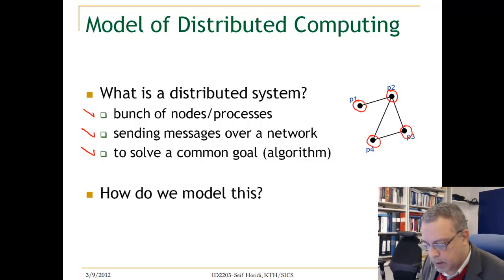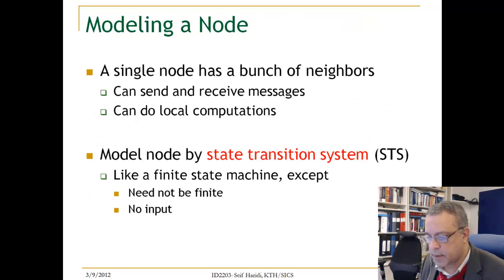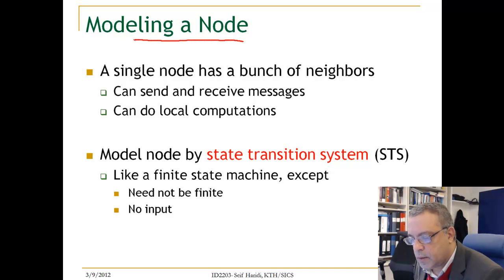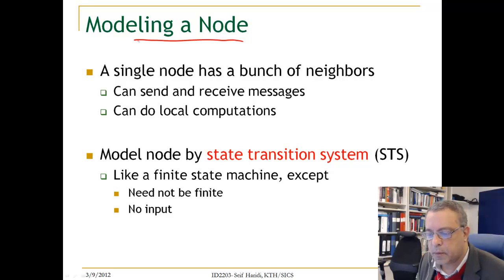So how do we model these kinds of systems? We will model the system by first modeling the behavior of a single node, and then we will put together multiple nodes into a system, which would be a distributed system. So a single node has a bunch of neighbors, and the node can send messages to and receive messages from these neighbors. A node can also do local computation.